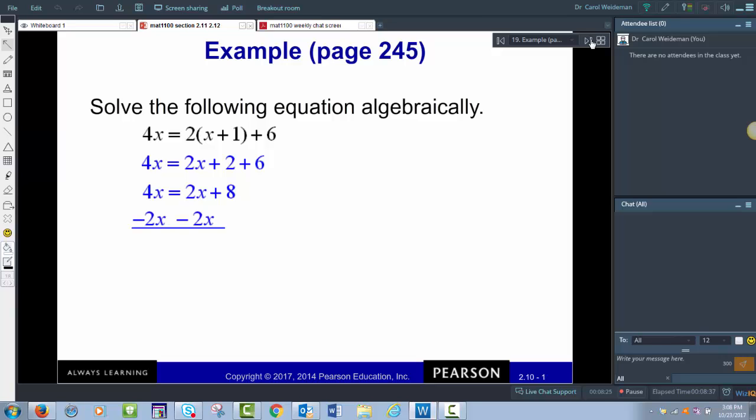Subtract 2x from both sides. 2x equals 8. Divide both sides by 2, and I get x equals 4. And I can go ahead and check this back in the original equation. 4 plus 1 is 5, times 2 is 10, plus 6 is 16. Does that equal 4 times 4, 16? And it does.